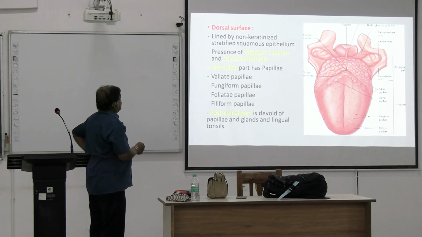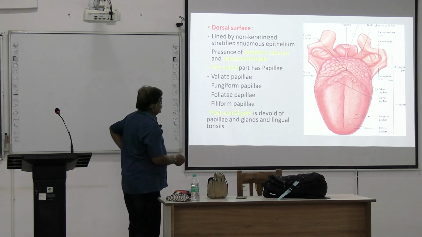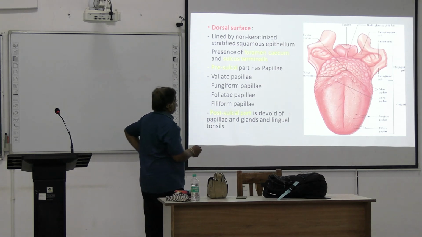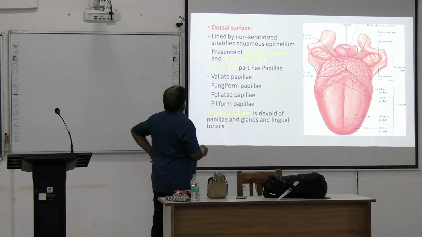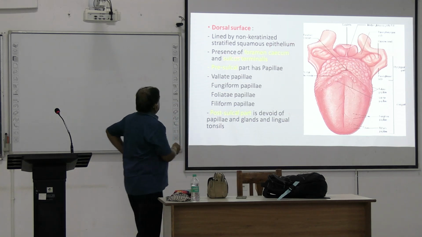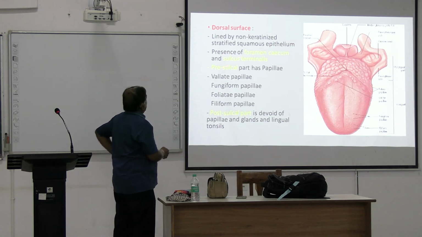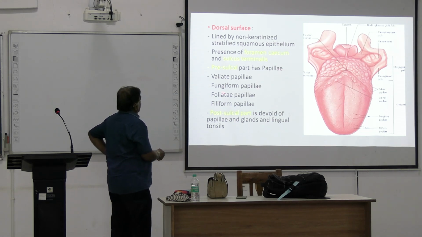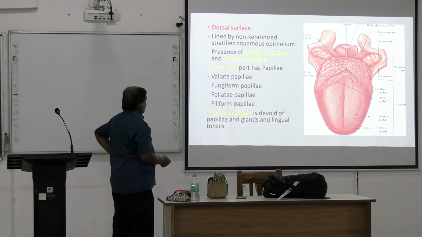Now, this is the dorsal surface, and this is the foramen cecum. Dorsal surface is lined by non-keratinized stratified squamous epithelium. Presence of foramen cecum and sulcus terminalis. Presulcal part has papillae: vallate papillae, fungiform papillae, filiform papillae. Post-sulcal part is devoid of papillae and glands, and has lingual tonsils.